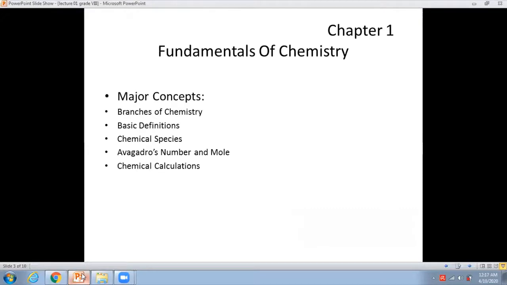Dear students, the first chapter of chemistry is about the fundamentals of chemistry, and fundamental means the basics of chemistry. So if you want to learn chemistry, it is important to learn the basics of chemistry. The major concepts of chemistry which we will learn in this chapter are branches of chemistry, basic definitions, chemical species, Avogadro's number and mole, and chemical calculation.